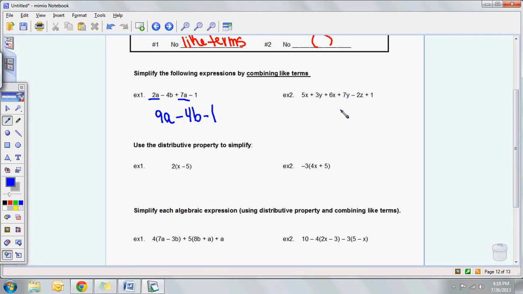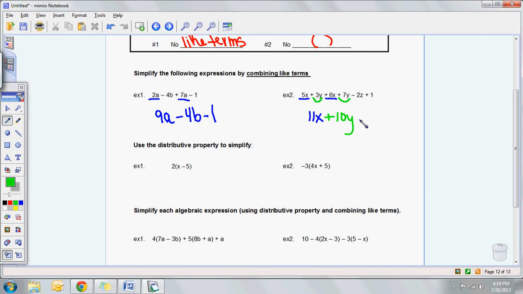Okay, second one's a little bit more crazy, but same idea. I don't see any parentheses, but I do see a heck of a lot of like terms. So I'm going to start here, 5x and a positive 6x, those are going to be like terms. And then I see a positive 3y and a positive 7y. And then I've got two more loners out here that are just going to stay by themselves. So let's start with the blue terms. We have 5x plus 6x is going to give us 11x if I combine them. And then my y's, I have 3y plus 7y is going to give us 10y.